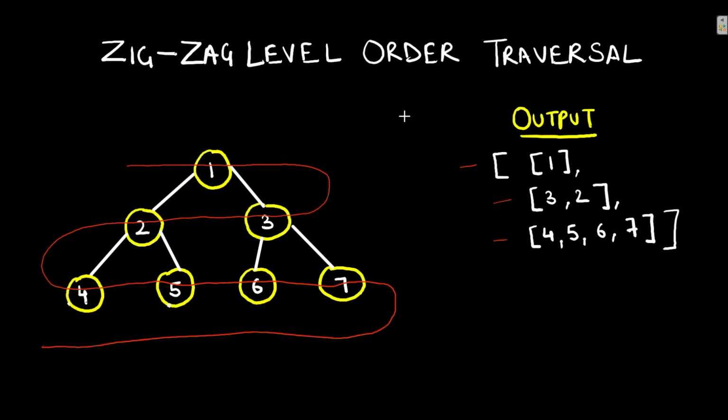If you have not watched the previous video, which was level order traversal, then please go watch it, as it is a similar question. You need to have the knowledge of level order traversal for solving this question. Like in the previous video, we were returning an array for each level. Similarly, in this question, we need to return an array for each level. So we have 1 for first level, then 3, 2 for second level, and 4, 5, 6, 7 for third level. Now let's see how we will maintain this zigzag order.